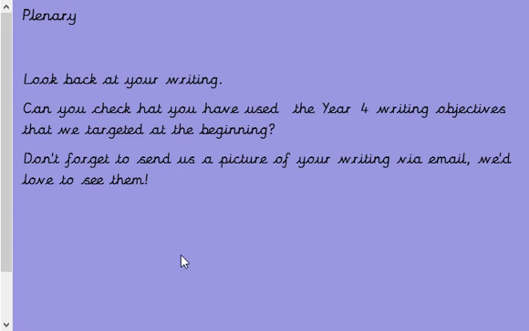Don't forget, we want to see a picture of your writing, either via email or on Microsoft Teams. It'd be really good if we could see them, and we can try and give you some feedback if we can. And also, we want to put them up on the website, all your work. That does mean, though, that you need to be thinking hard about your handwriting. Okay, I'm expecting your handwriting to be as good as it would be when you're in school.